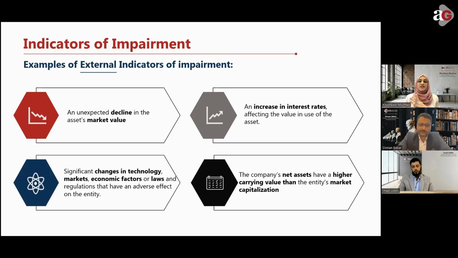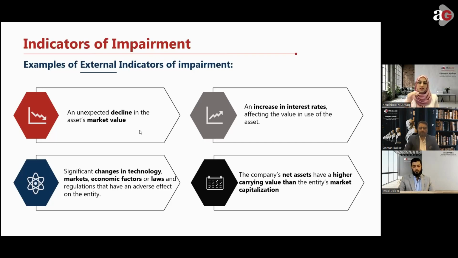an increase in interest rate affecting the value in use of the asset. Now, this is very important. Globally, you can see that the interest rates are increasing from last year. So this increase of interest rate has already given an indication that an asset's value in use, which we have calculated for the recoverable amount, might be impaired.